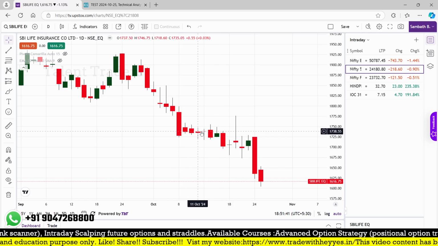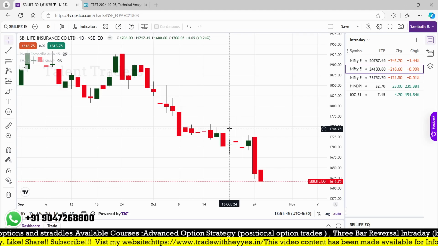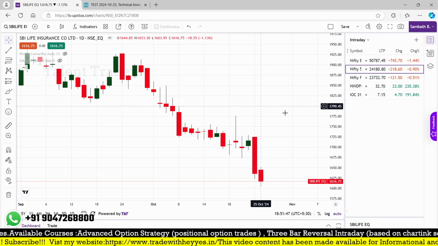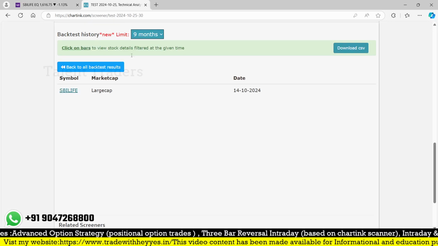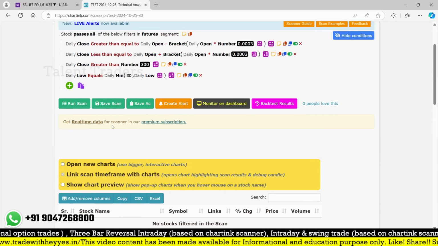I'm just pointing out, even if it triggers the low, it is still available in the scanner. That is called non-repaint. So I hope you understood the concept, and this is the scanner which helps you find the lowest level doji which forms.